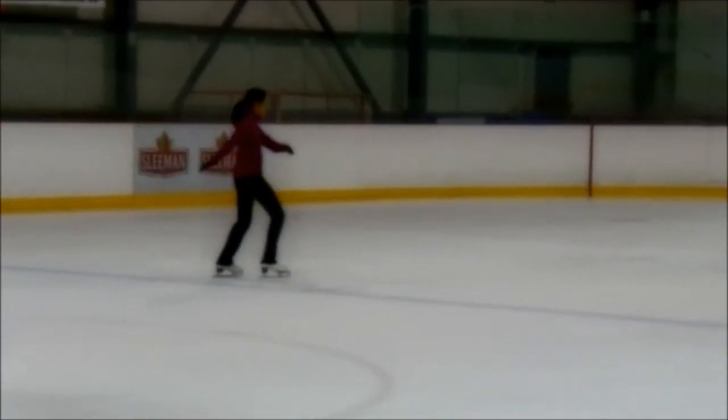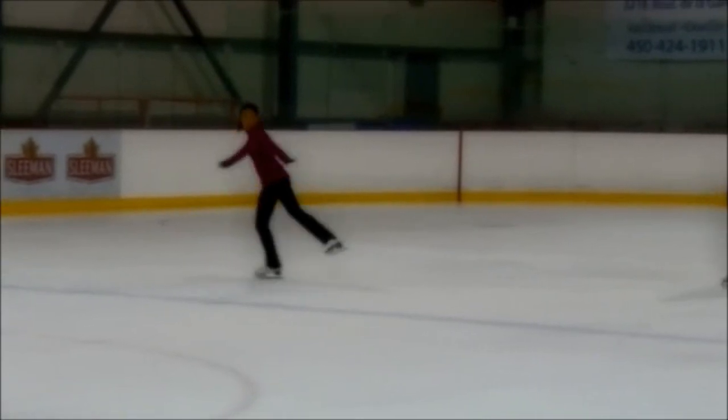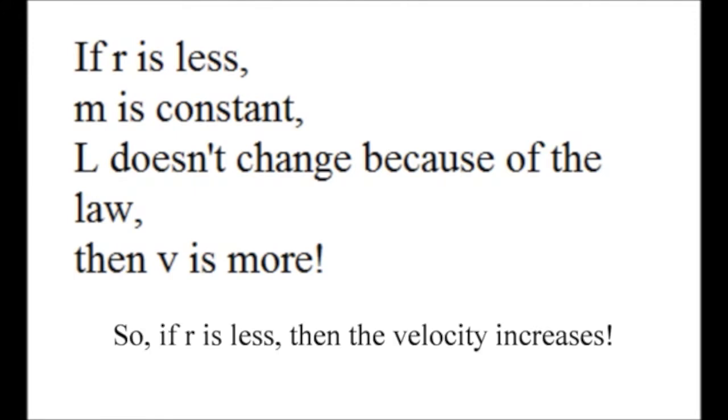At the beginning, I skate in a large circle so that r is large. Then, when I skate in a smaller circle, r is smaller. Now going back to that equation, because of the law of angular momentum conservation, if r is less, m is constant because your mass doesn't change, and angular momentum is conserved because of the law, then velocity must increase.